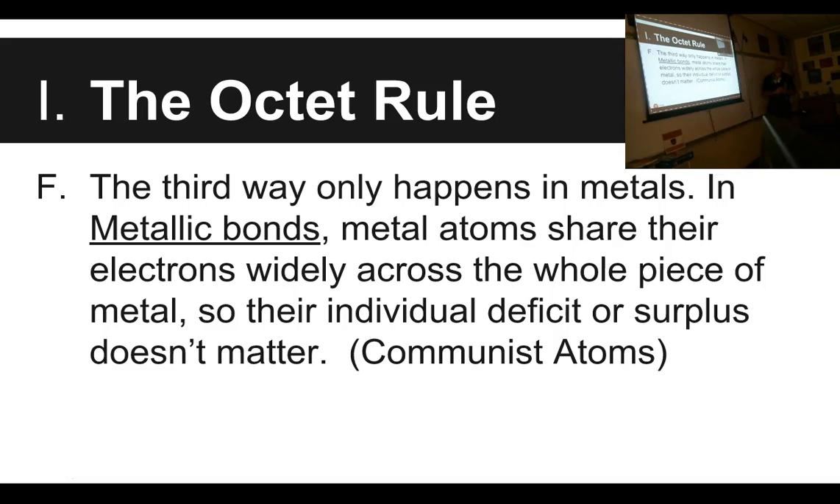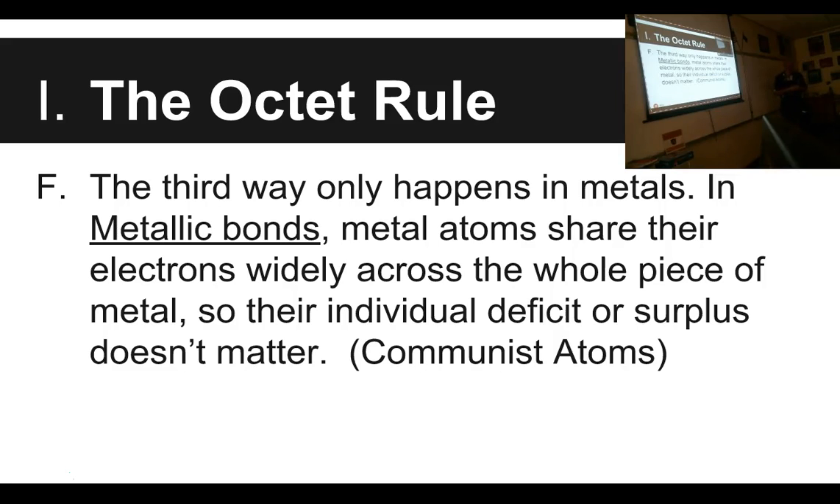The third way that you can bond is a metallic bond. In a metallic bond, metal atoms share their electrons widely, and they don't really care if they always have 8 valence electrons. Because remember, they have outer D shells, not outer P shells. And a D takes 10 electrons to fill. And they're not going to get 10 electrons at any one particular time.